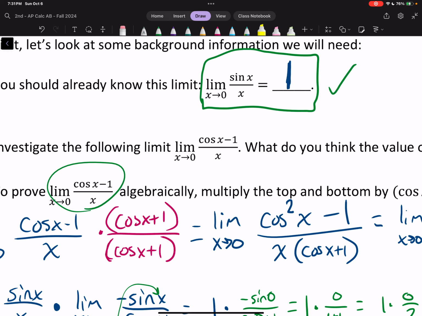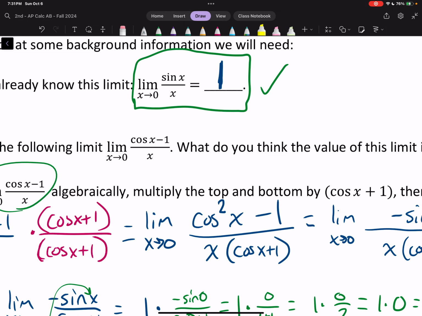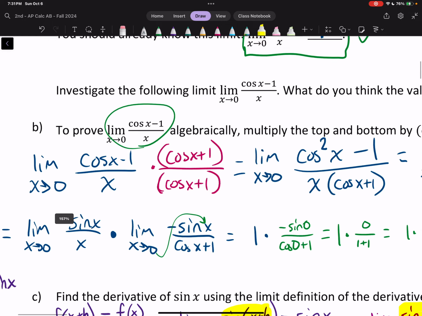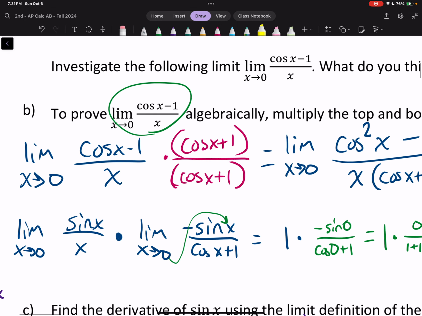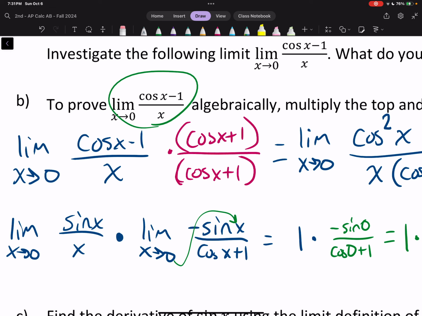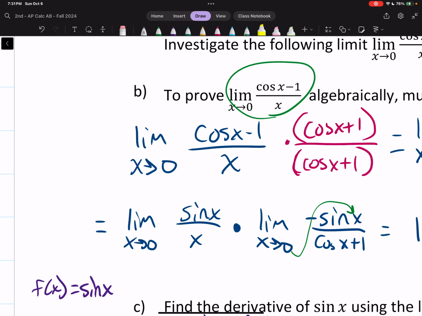Okay, so it says investigate the following limit. The limit as x approaches 0 of the cosine of x minus 1 over x. It says, what do you think the value of this limit is? You can go into your calculator and see what you think it is, but let's look at it algebraically. Okay, so let's set it up first. So we've got the limit as x approaches 0 of cosine of x minus 1 over x.